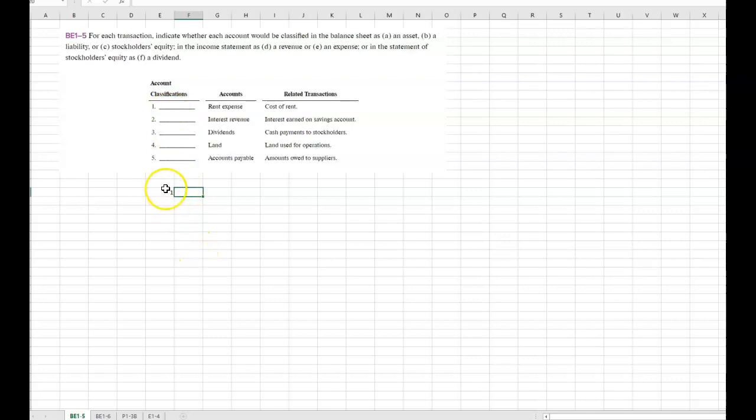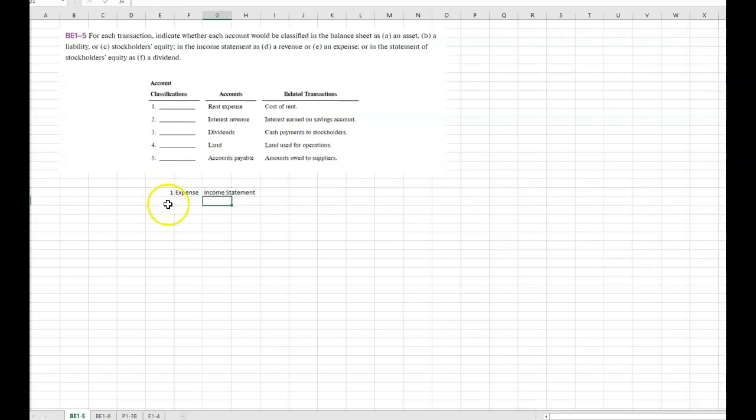So rent expense, number 1, rent expense. What type of account is it? Well, expenses are fairly easy because they usually say expense. So this is an expense. Expenses are on the income statement.